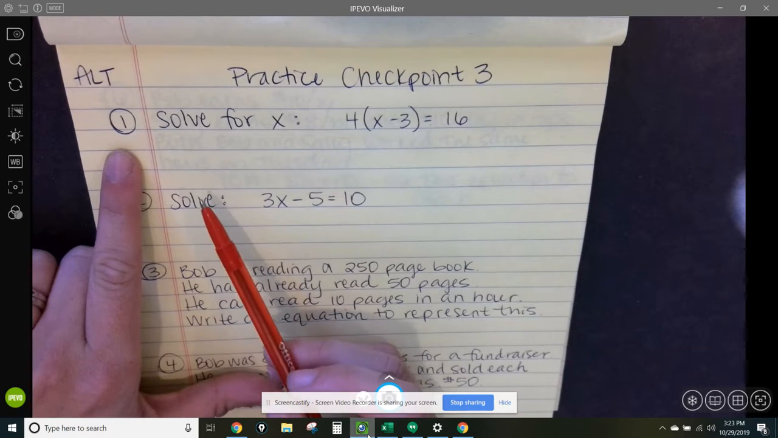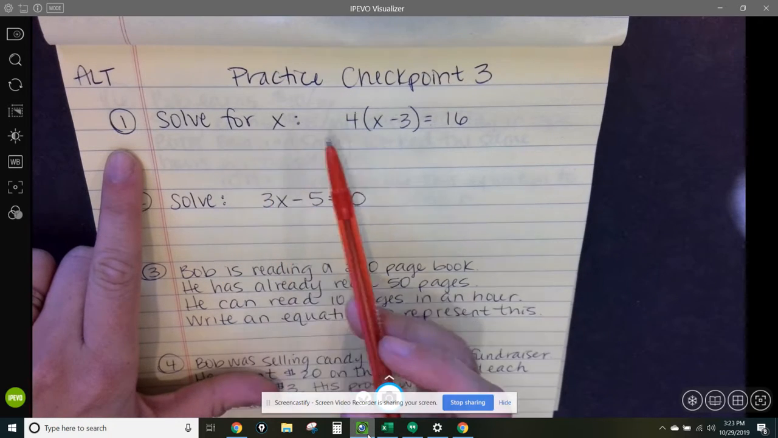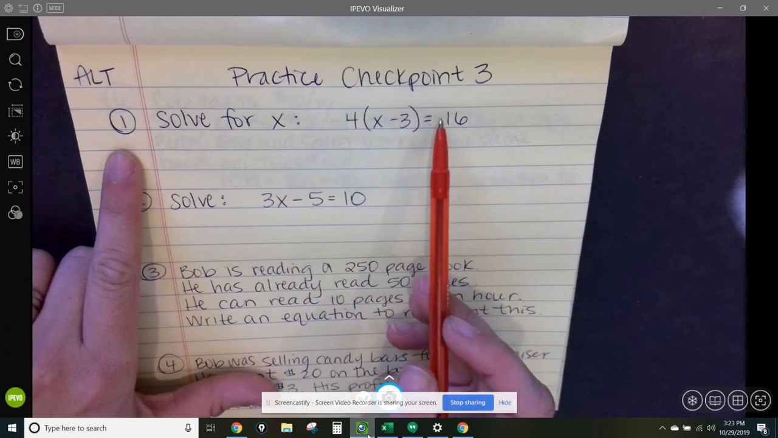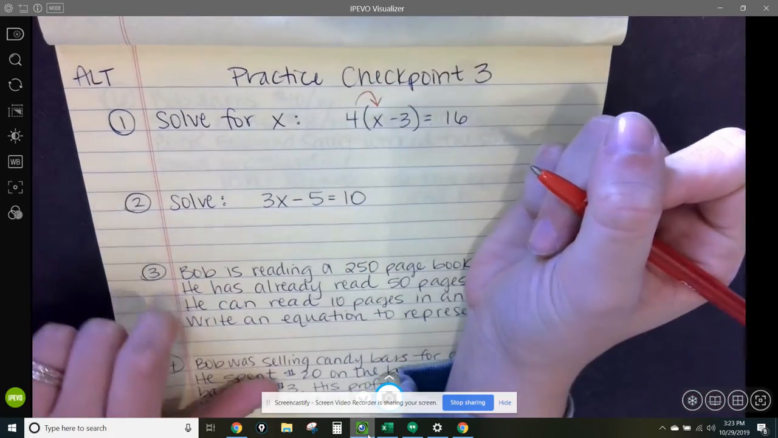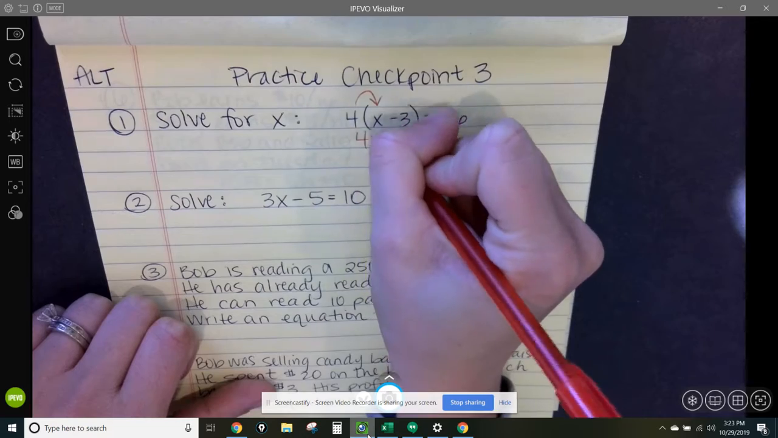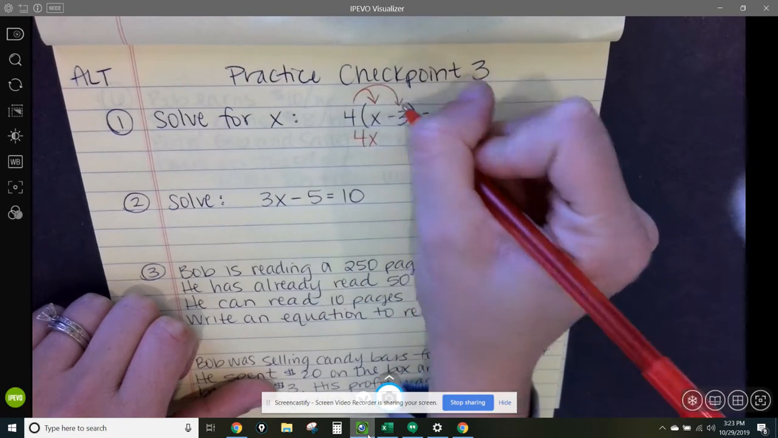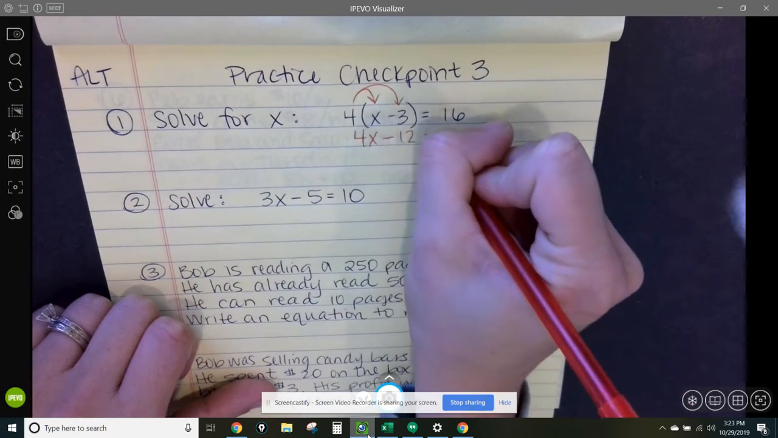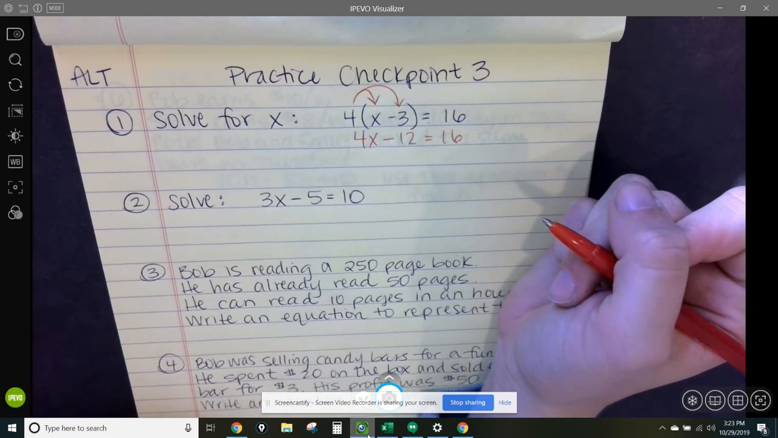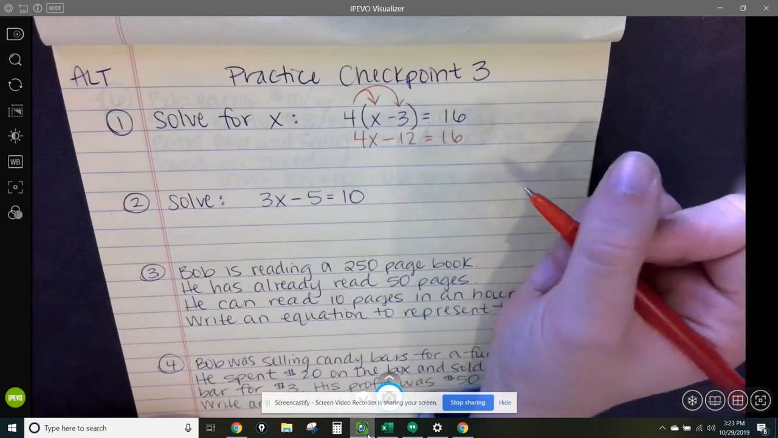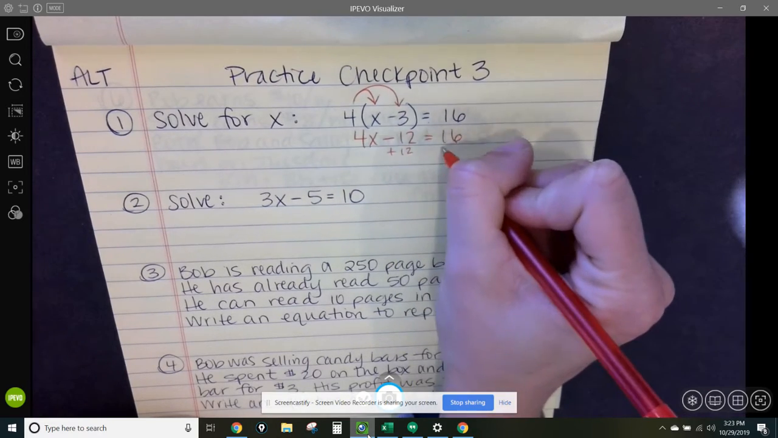So number 1 will look something like this. It's going to ask you to solve for x. So you have a couple choices here, but probably what I would choose is to do the distributive property. So I'm going to go 4 times x is 4x. 4 times minus 3 would be minus 12. And equals 16. So now I'm always going to do my addition or subtraction before I multiply or divide.